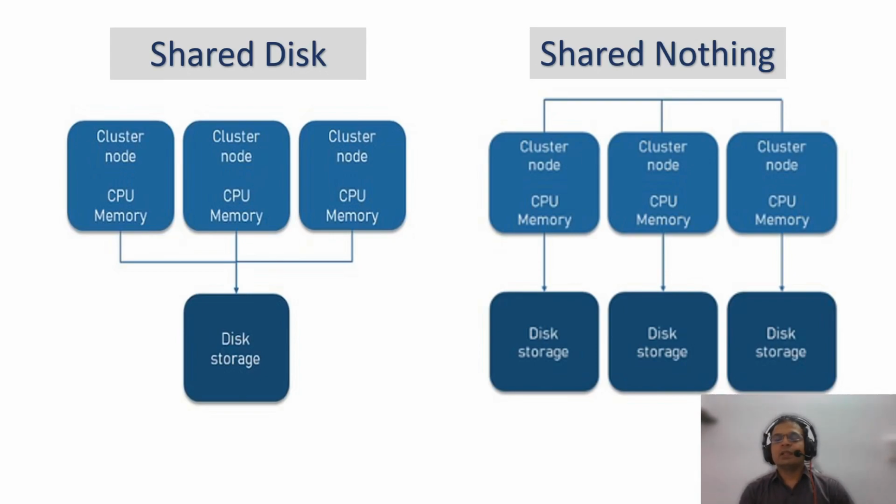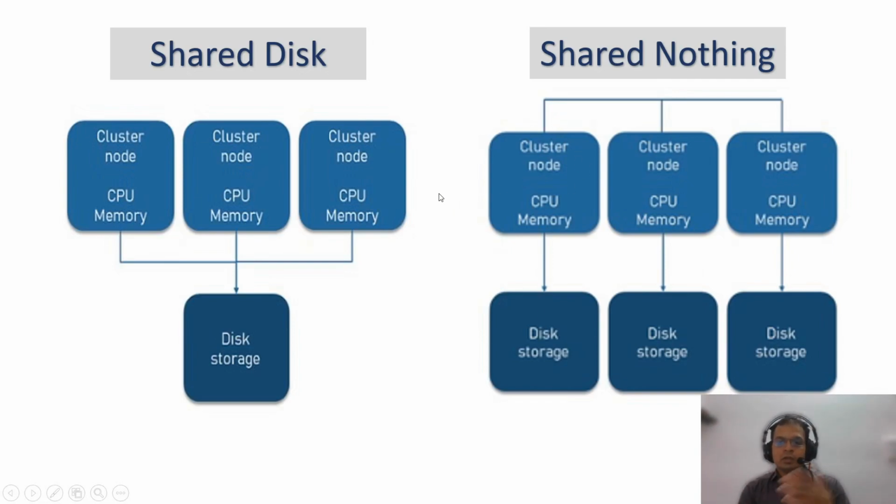Quite different from it is the shared nothing architecture. As the name suggests, it shares nothing here. Every disk storage node will have a specific cluster node assigned to it. Of course there will be some load balancing here, just to separate out the loads between different clusters, but each cluster node will be assigned to a specific storage. So this is shared nothing architecture.